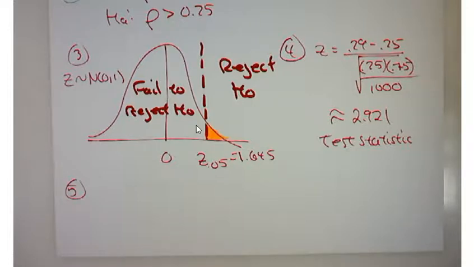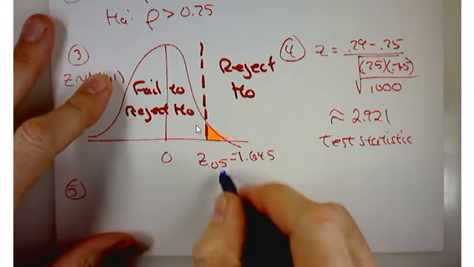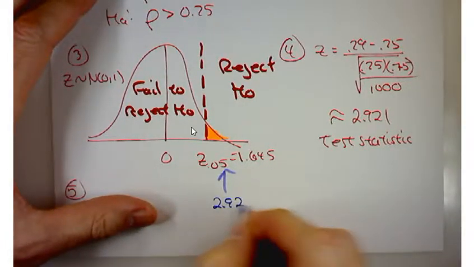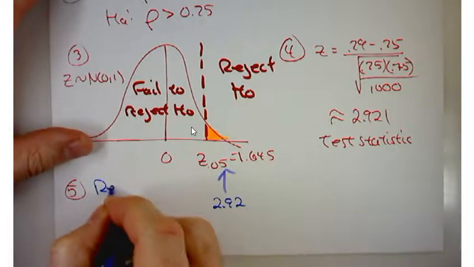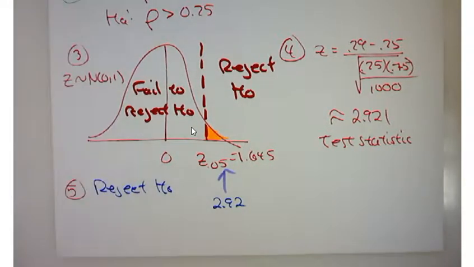Where does 2.92 land, in our rejection region or in the fail to reject region? Yeah, that's going to be right in here, right? 2.92, doesn't matter exactly where. 2.92 says reject H0. That's your decision.